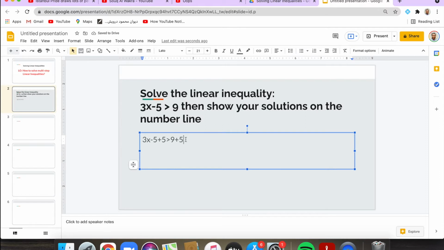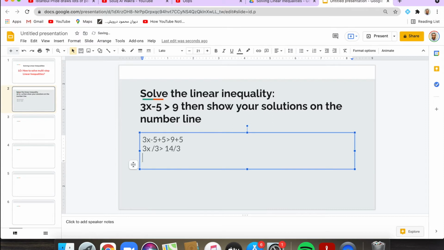So I will start with 3x minus 5 greater than 9 by adding 5 to both sides to get rid of negative 5 because x should be alone. So plus 5 here, plus 5 there. So it will be 3x greater than 14. Now I will divide both sides by 3. Why? Because x should be alone or isolated.